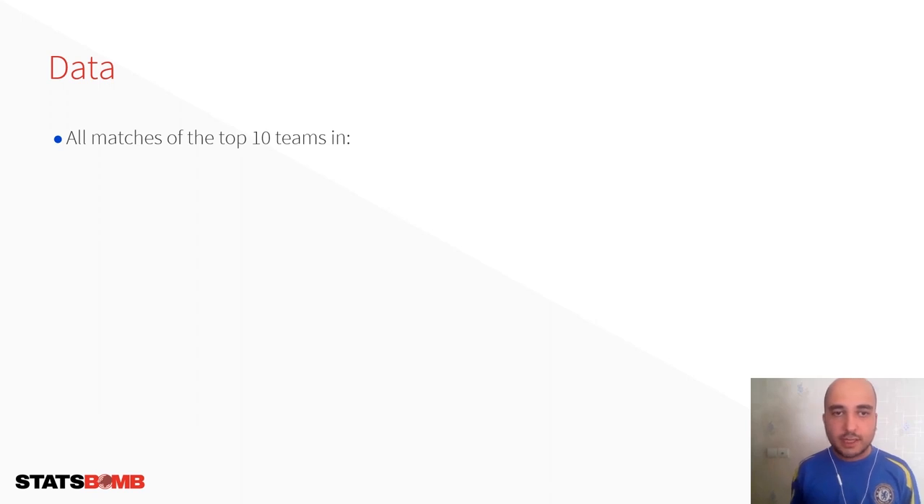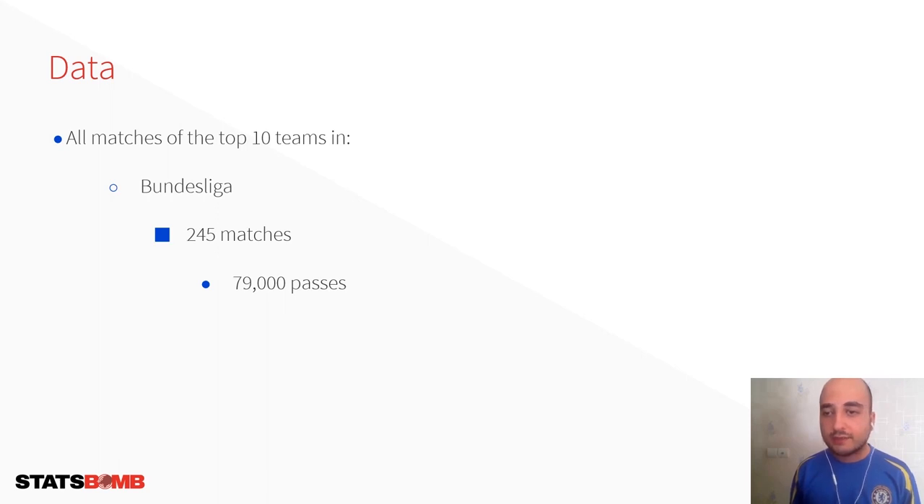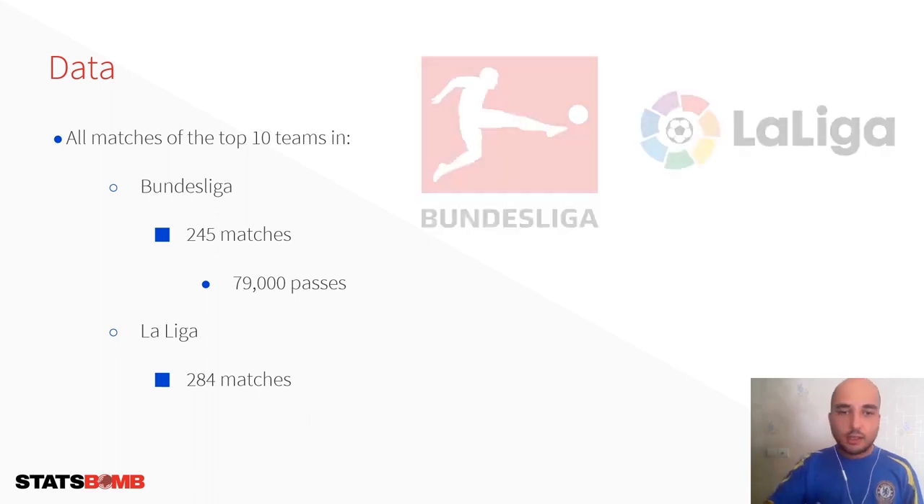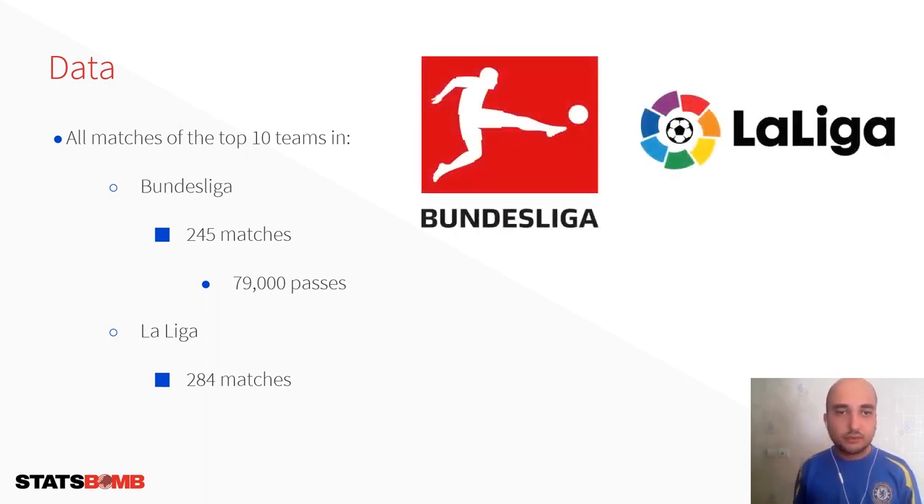So for this study, we had the matches of the top 10 teams in Bundesliga. That means we had 245 matches, and it means 79,000 passes based on the conditions that we have described are in our data set. We also have La Liga matches, 284. And with these two different leagues, we are going to continue our study.